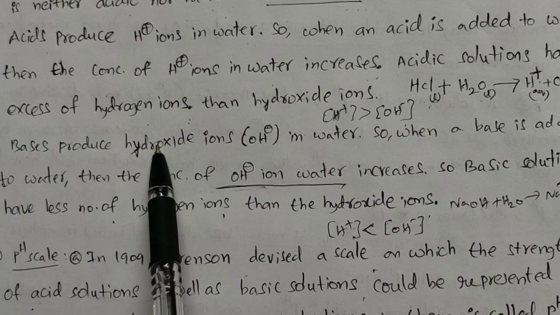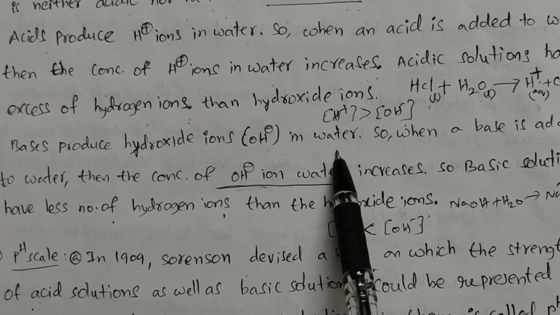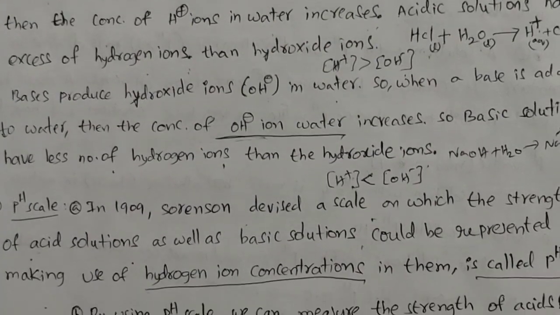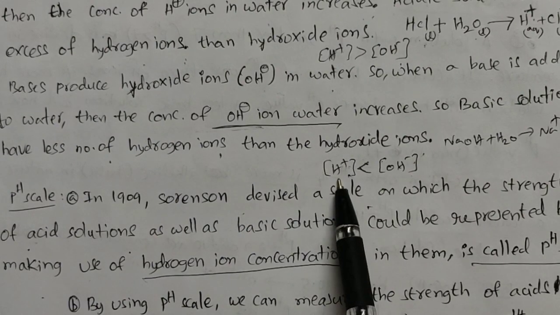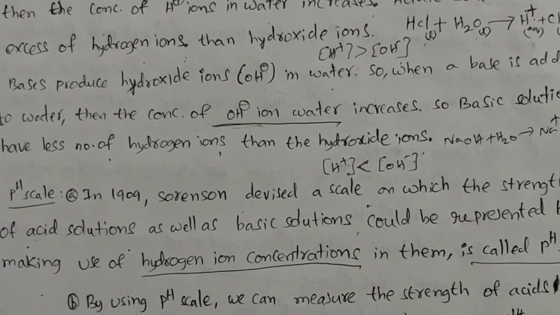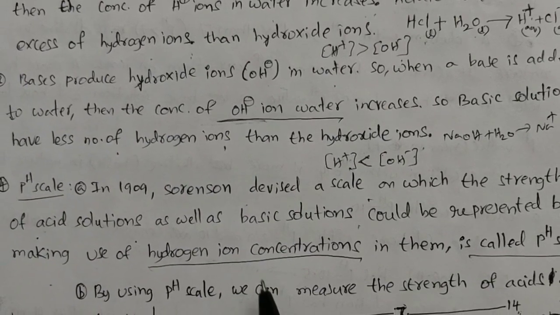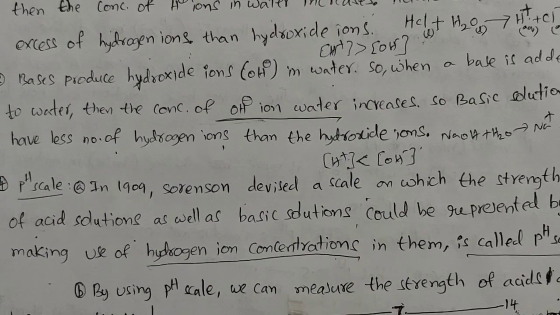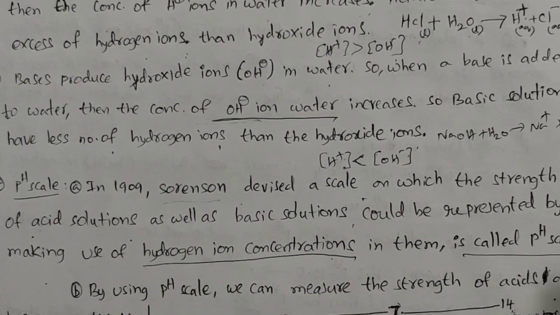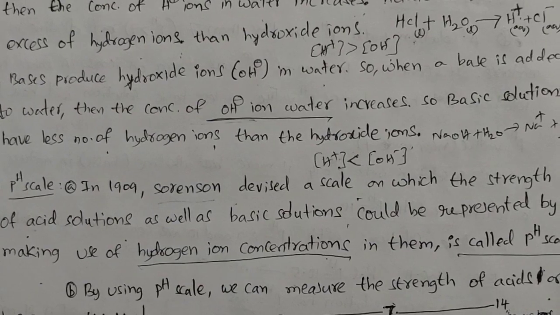Similarly, in basic solutions, bases produce hydroxide ions in water. That is the reason why the concentration of OH minus ion is greater than H plus ion, or H plus ion is less than OH minus ion. So what is the pH scale? In order to measure the strength of acids and bases in terms of H plus ion concentration, a scale was introduced by a scientist called Sorensen. That scale is called the pH scale.